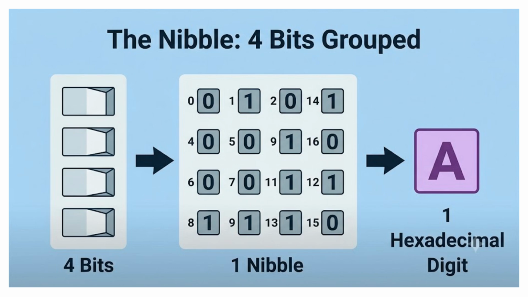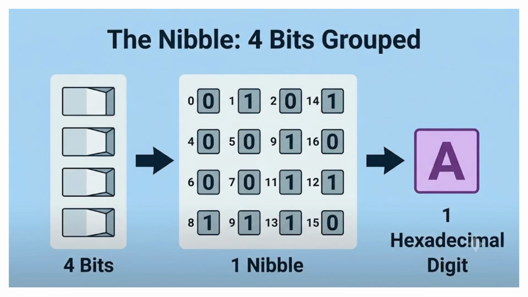Now let's learn about a nibble. A nibble is a group of 4 bits. Instead of working with individual bits, computers often group 4 bits together to represent more information. A nibble can create 16 different combinations. These combinations range from 0000 to 1111.